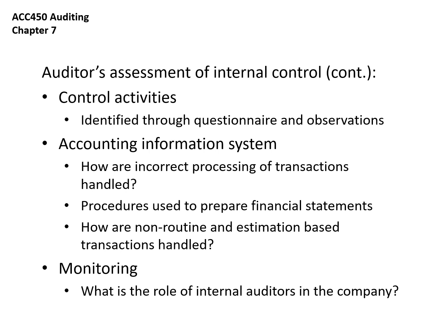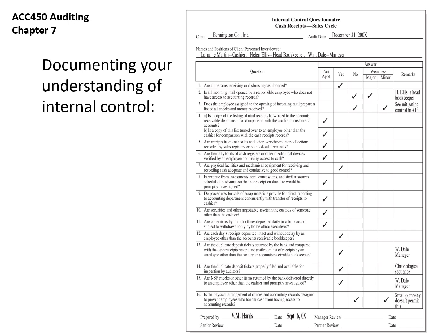In terms of monitoring, who are the internal auditors in the company? If the company is big enough to have an internal auditor, how independent are they? What is their skill level? All of that. So here's an example of an internal control questionnaire, and you can see it relates to a particular cycle. So there'll be different questionnaires for different cycles within the business, whether it's production or acquisition, or in this case, it's cash receipts as part of the sales cycle.